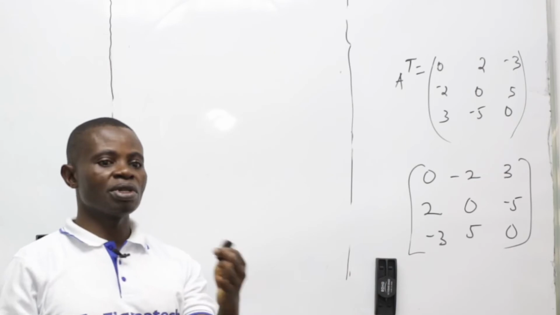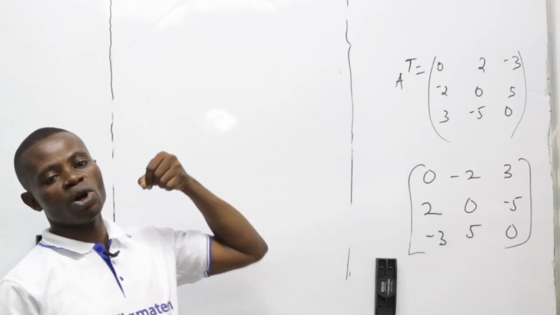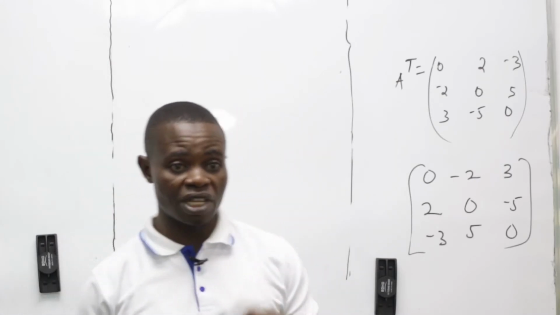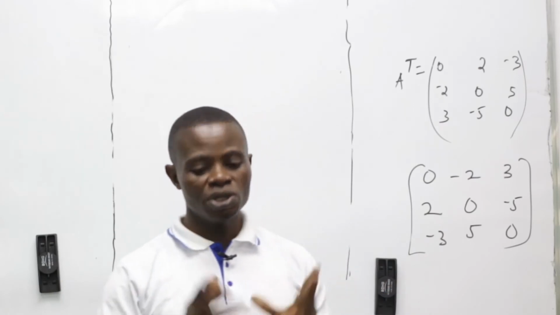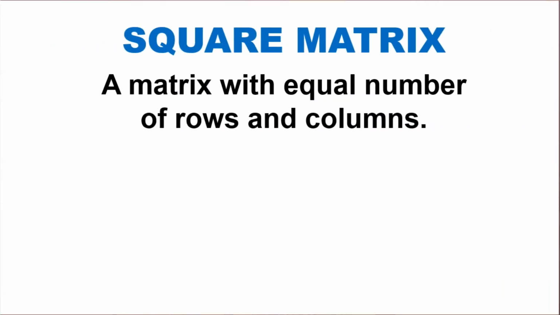Compare it to the original matrix. You can see the negative of the transpose of the matrix was equal to the original matrix itself. Therefore, it is skew symmetric in nature. Square matrix: a matrix with an equal number of rows and columns is called a square matrix.